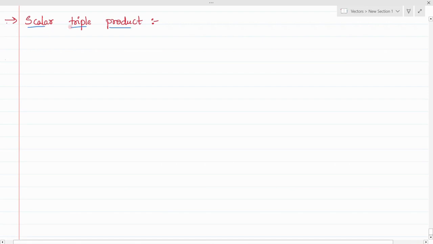Now we're going to discuss the scalar triple product. By seeing the heading, the name scalar triple product, what do you understand? Triple means three, right? And product means we're going to multiply three vectors. Scalar means the output will be a scalar quantity. So let's get into it.